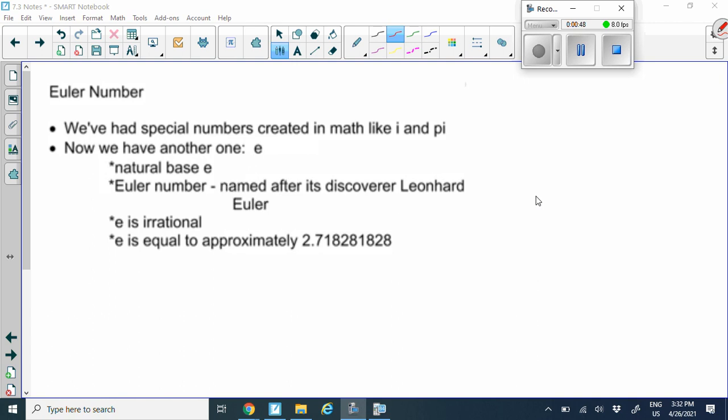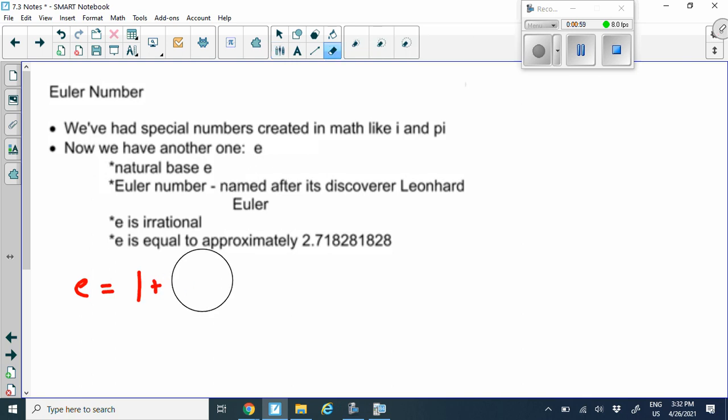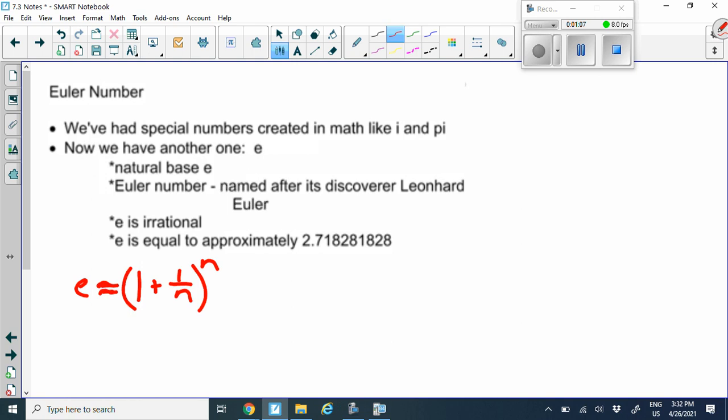The idea, and this is also where compounding continuously occurs, basically we get e when we do (1 plus 1 over n) to the n. So the basic idea is that if we continue to plug in numbers into n, our values will get closer and closer and closer to 2.71..., okay?